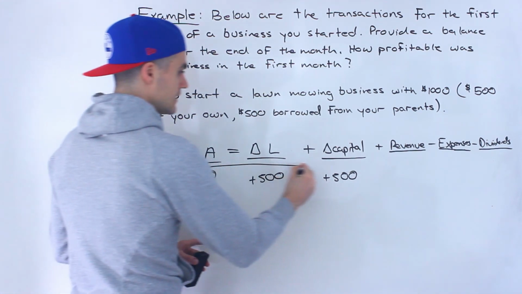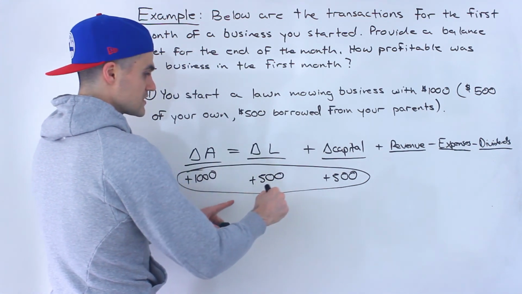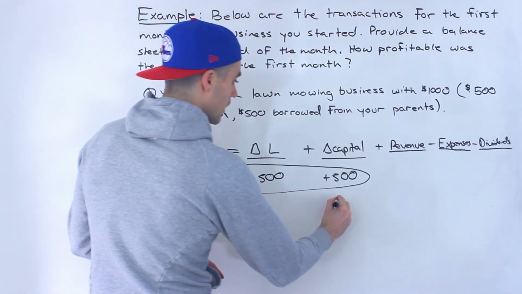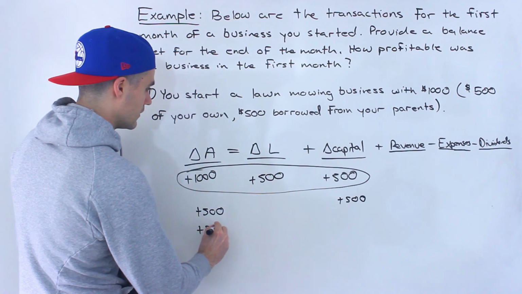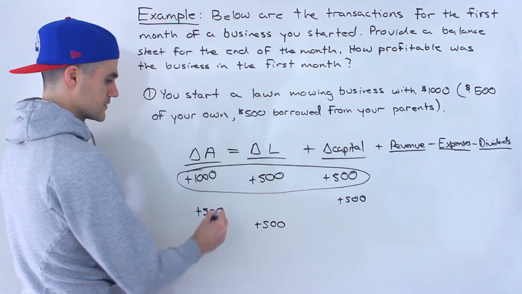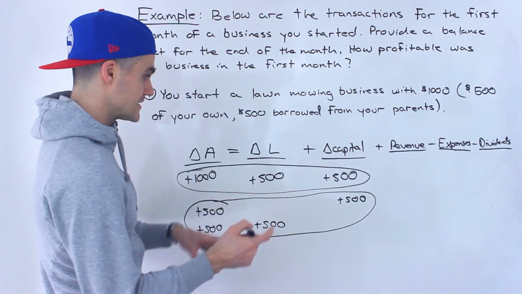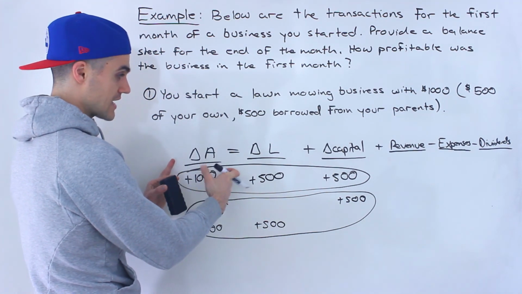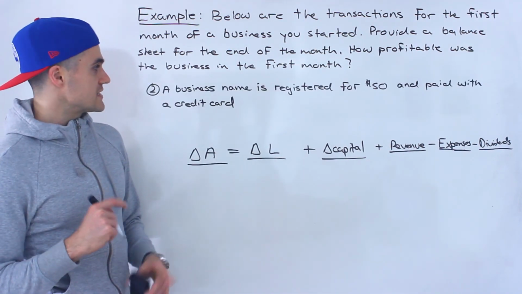So that's if you did the transaction in 1 line, and then you can also take both of these 500s and split them up if you wanted to. So 500 would be your own money, and then 500 would be from your parents, like that. So that's another way. Either works. Notice that in both instances, the equation balances. We've got 1,000 on the left side and then 500 on the right side. Moving on to the second transaction.